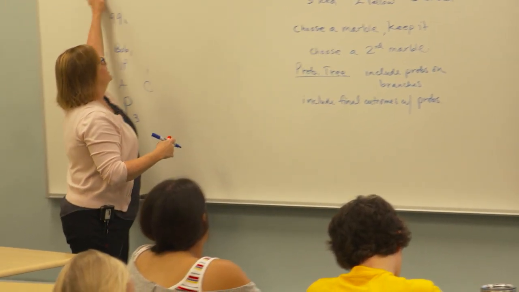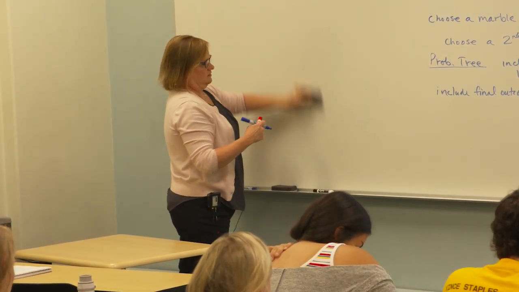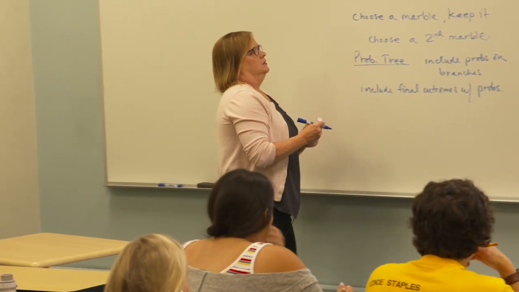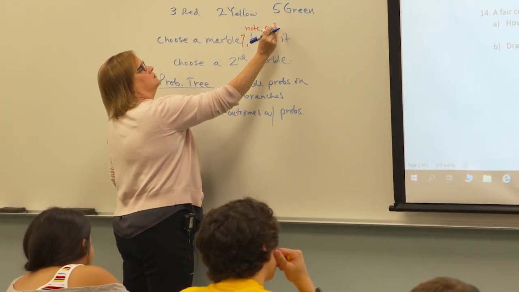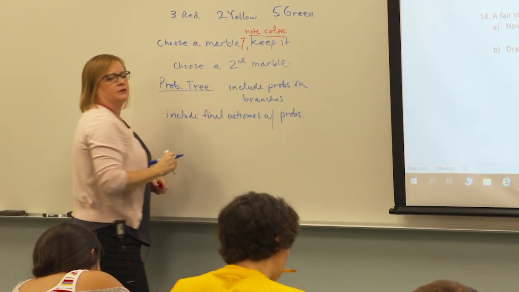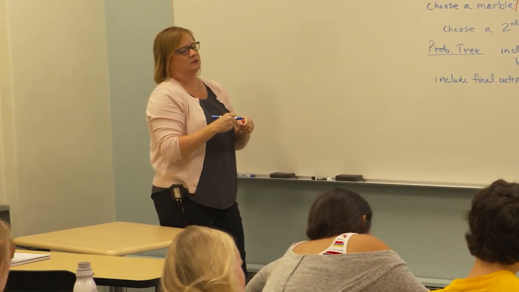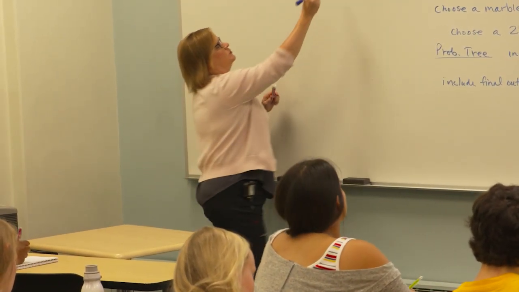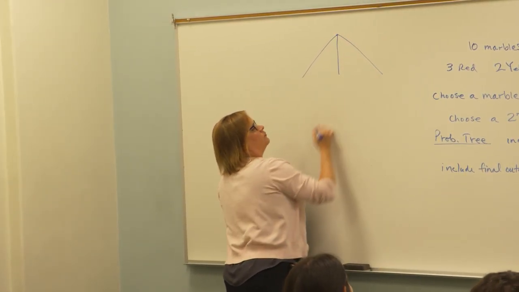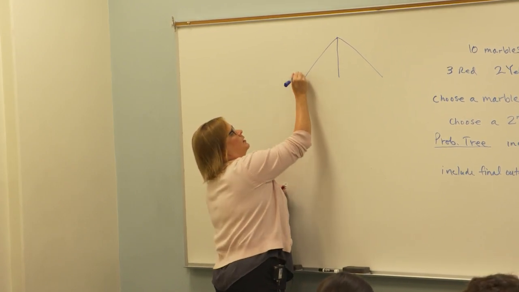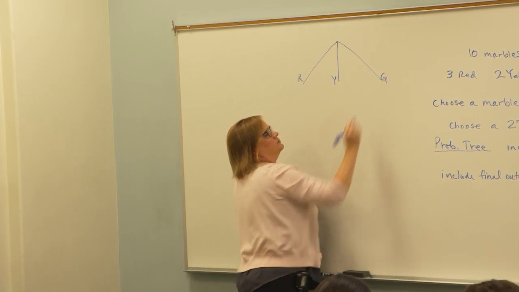So when I start this tree, should I do 10 different branches or 3? It'd probably be more clear if I said, note the color. That makes it clear that all I care about is color. And how many colors are there? Yeah, just 3. Okay, so we'll start out our tree with 1, 2, 3 branches. I could get red or yellow or green.